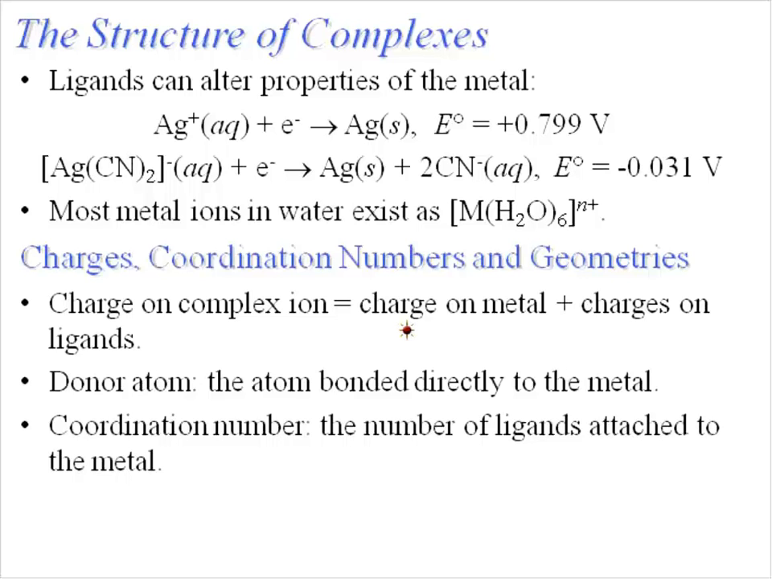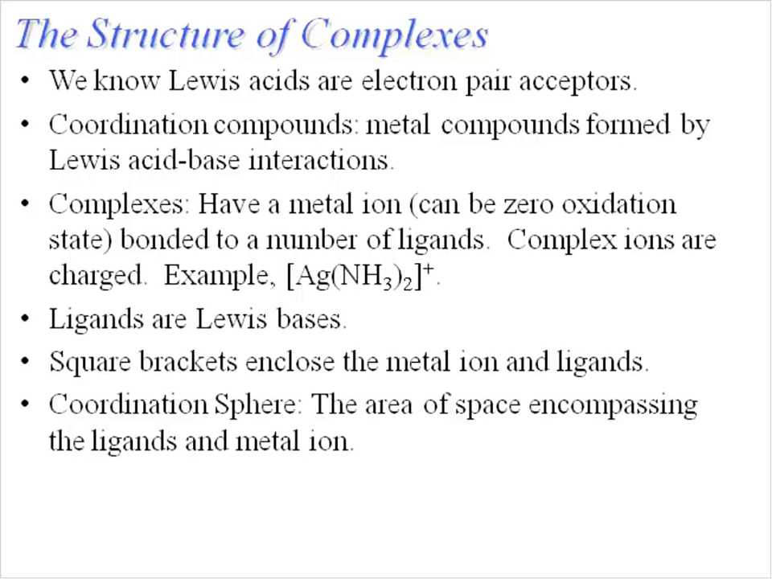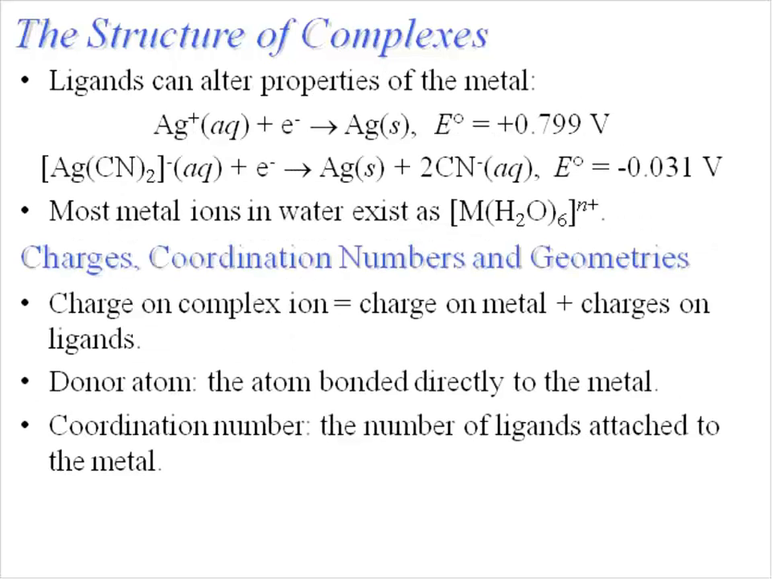A ligand often doesn't look like an individual atom. A ligand could be a group of atoms. So out of the group of atoms, some atom must be connected directly to the metal. So inside the ligand, there is one atom which is bonded directly to the metal. That is called the donor atom.